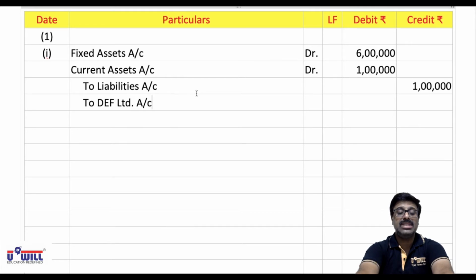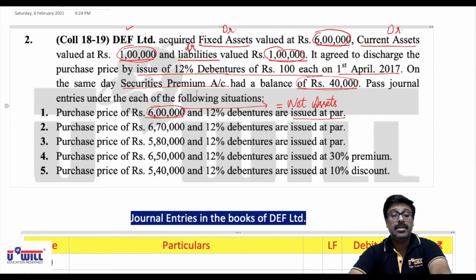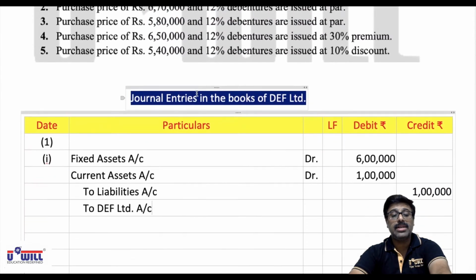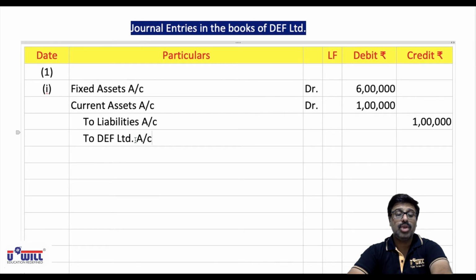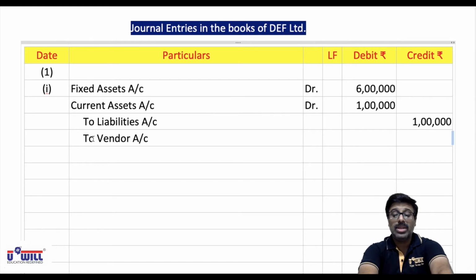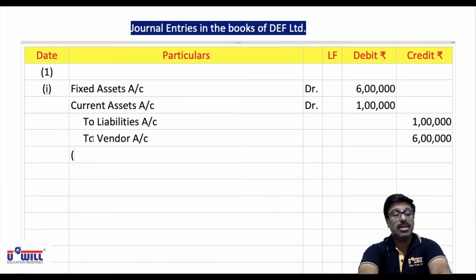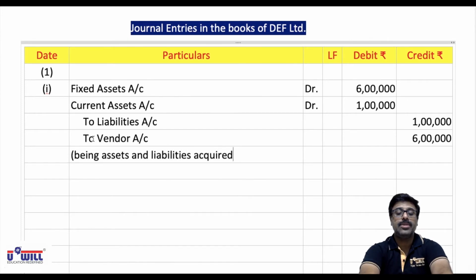Here vendor, who is the vendor or the seller? Okay, DEF Limited has acquired, but from which company it is acquired is not mentioned. I'm sorry. So not DEF Limited account, but to vendor account. Okay, name of the vendor is not given, with the purchase consideration of 6 lakhs, which is matching with the net assets also. So neither there is goodwill nor capital reserve. Being assets and liabilities acquired or taken over.